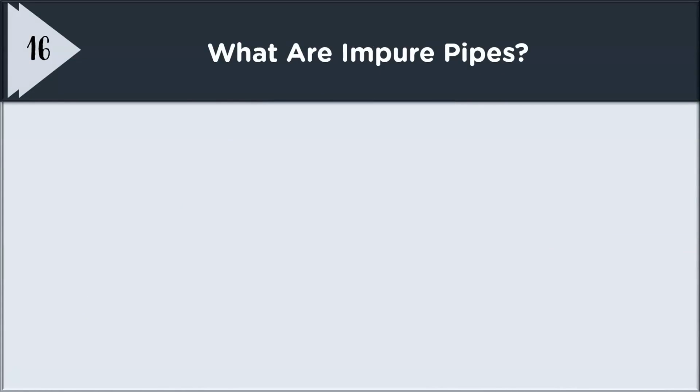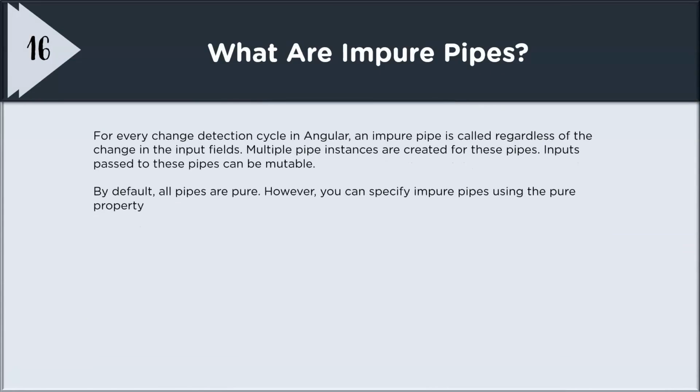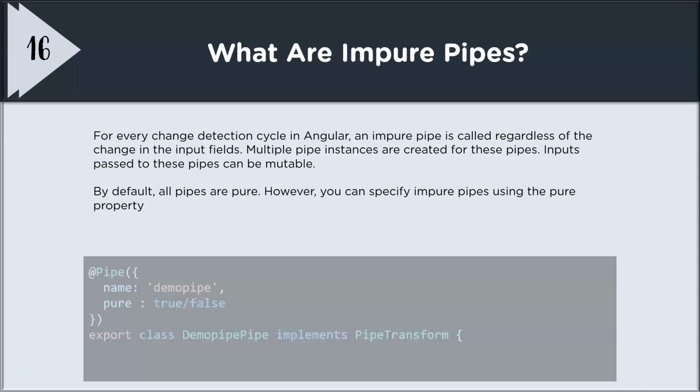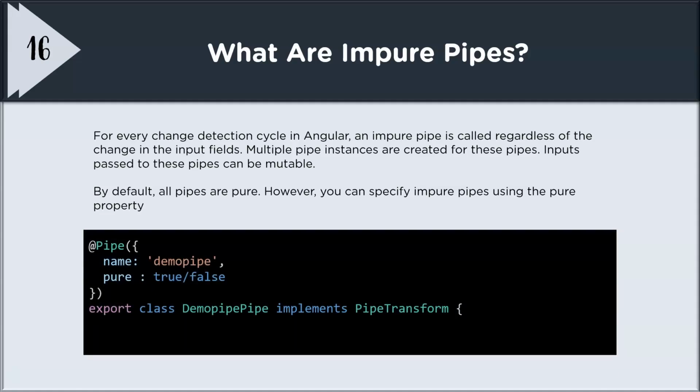Next up, what are impure pipes? For every change detection cycle in Angular, these impure pipes are called regardless of the change in the input fields. As long as there is a change detected, these pipes are called. As a result, multiple pipe instances are created for these pipes. Inputs passed to these pipes can also be mutable. By default, all pipes are pure. However, you can also mention impure pipes using the pure property. Here's the code for specifying impure pipes. You can use the pure property and mention either true or false. True means it's a pure pipe and false indicates that it's an impure pipe.